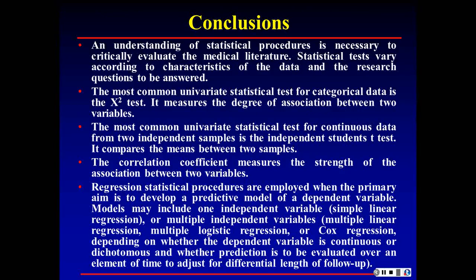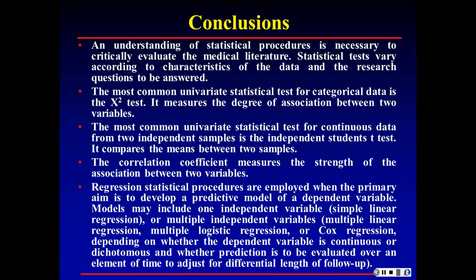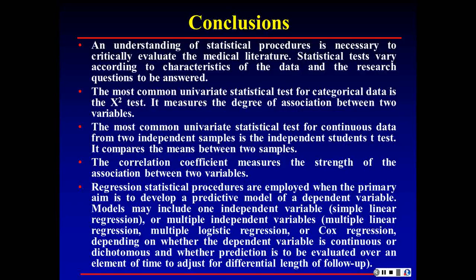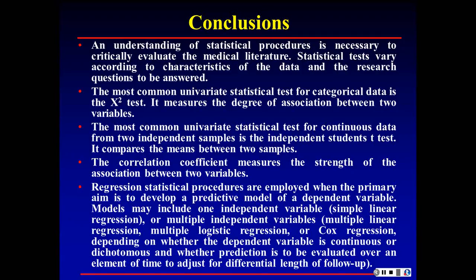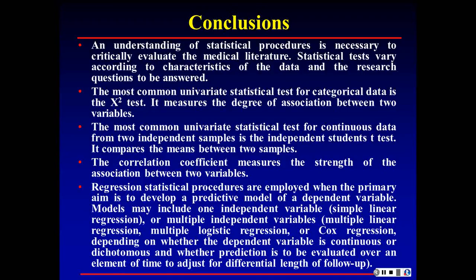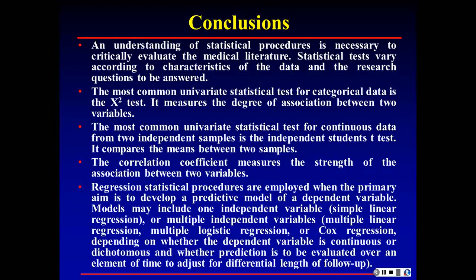Anyway, to wrap all of this up, an understanding of statistical procedures is necessary to critically evaluate the medical literature. Statistical tests vary according to characteristics of the data and the research questions to be answered. The most common univariate statistical test for categorical data is the chi-square test. This measures the degree of association between 2 variables. The most common univariate statistical test for continuous data from 2 independent samples is the independent Student's t-test. It compares the means between 2 samples. The correlation coefficient measures the strength of the association between 2 variables.